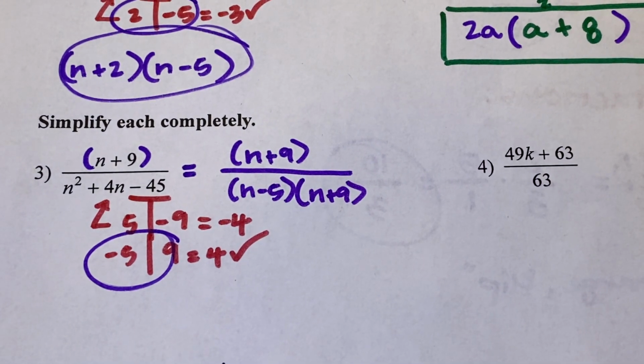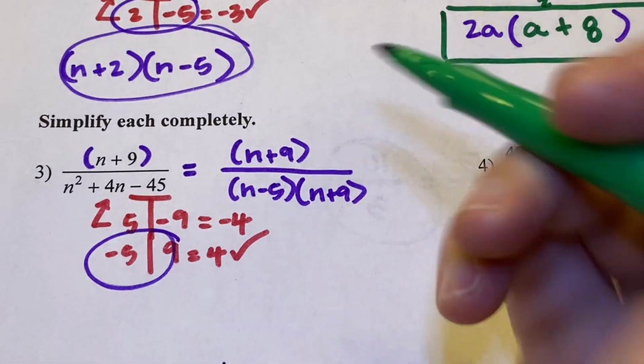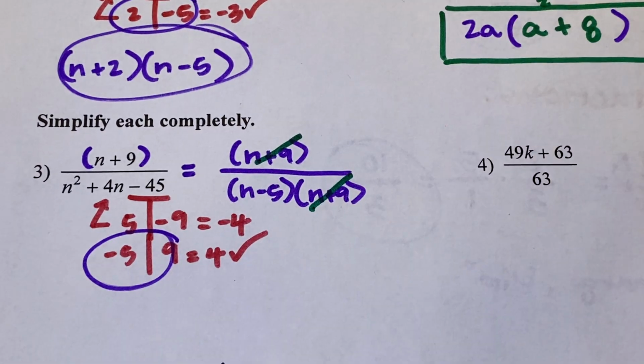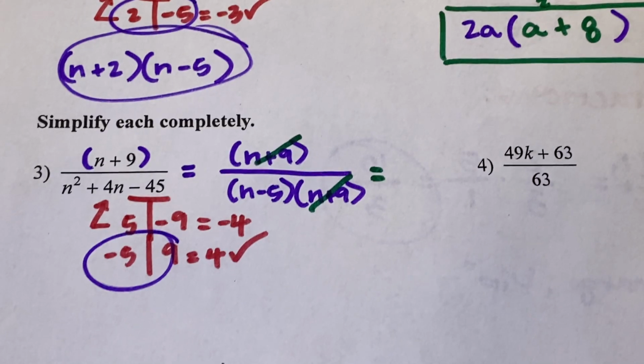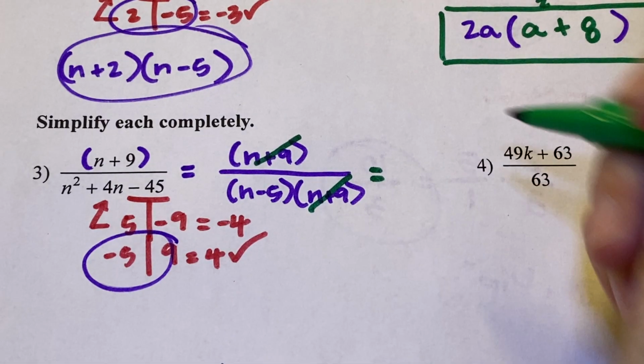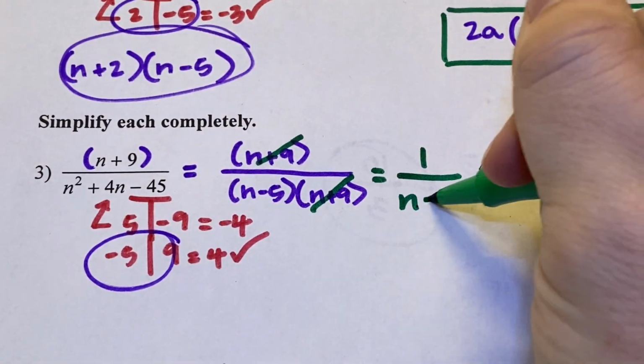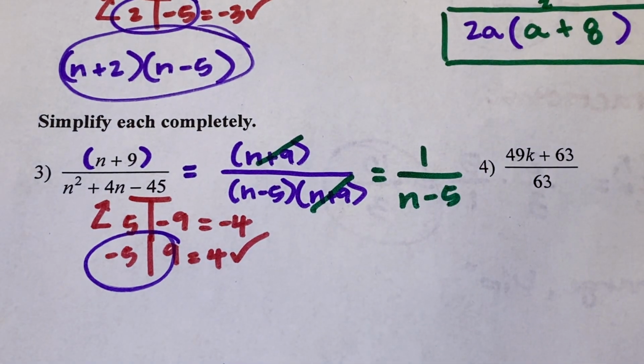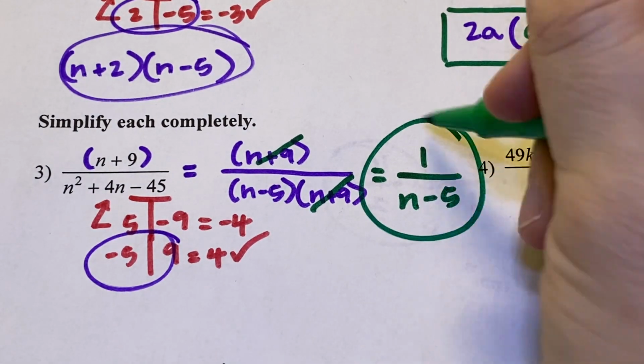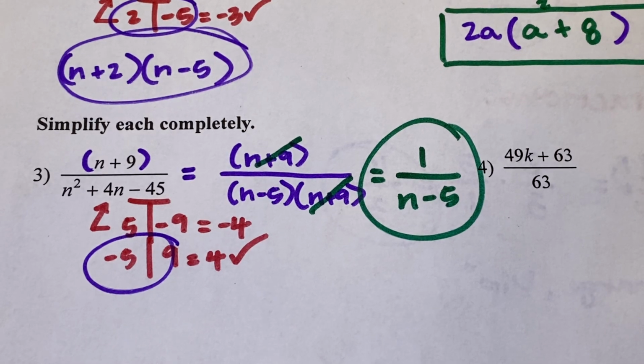Tell me, what pieces get to cancel? This is the fun part. What pieces are exactly the same? N plus 9 can cancel with n plus 9. What's left on top? Nothing. The invisible 1. When it's left on top, we have to write it. When it's left on bottom, we don't have to. So I'm left with 1 over n minus 5. You can put parentheses around it if you want, but you don't have to. We simplified that rational, aka reduced the fraction.